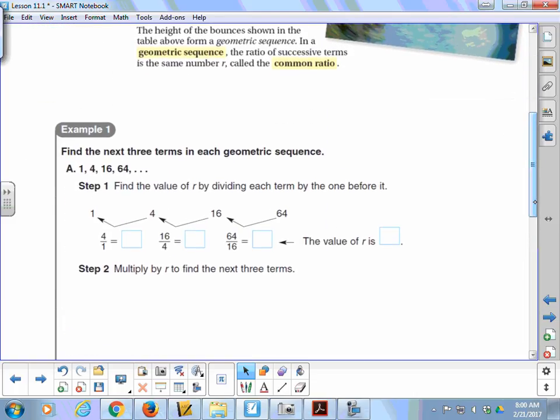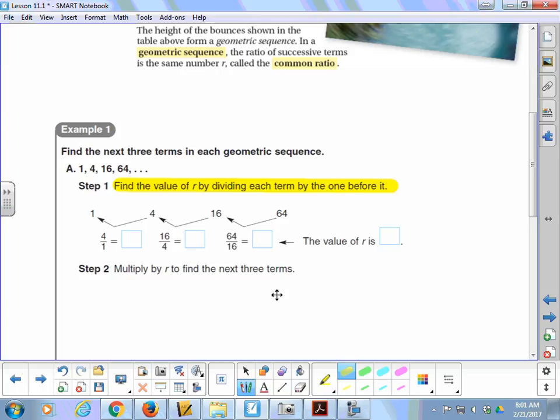First we're just going to look at a couple of examples where they give us some terms in a sequence and we need to find the next 3 terms. Well, the first thing you have to do is find the value of r. And to find the value of r, we divide each term by the one before it. So to find the common ratio r, we divide each term by the one before it.